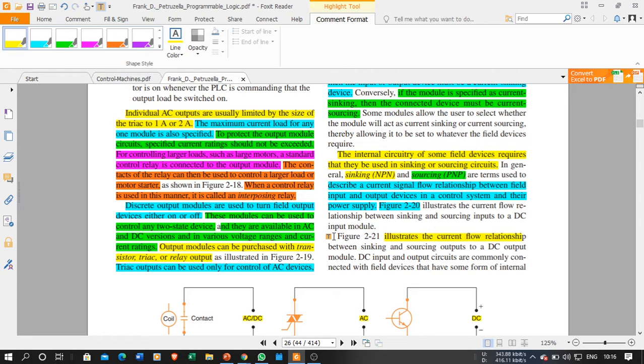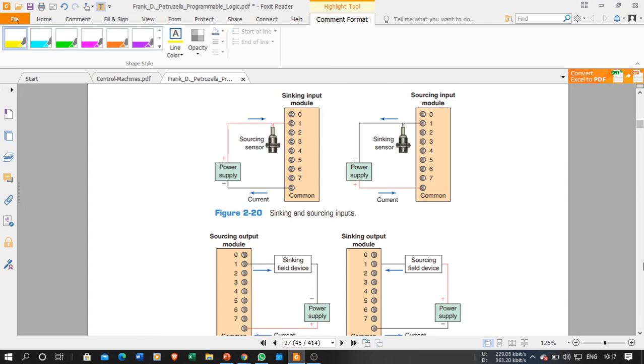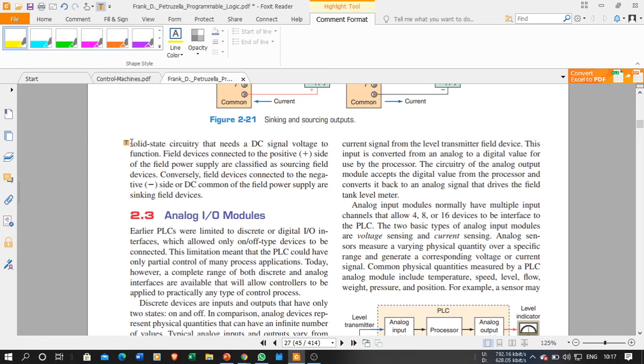Okay, how to make the connection for output module and how to make the connection for input module for current sourcing as well as current sinking. DC input and output circuits are commonly connected with the field devices. In most cases in industry, whatever devices we are going to use, input devices or output devices, those are DC. They are commonly connected with field devices that have some form of internal solid state circuit that needs a DC signal voltage to function.